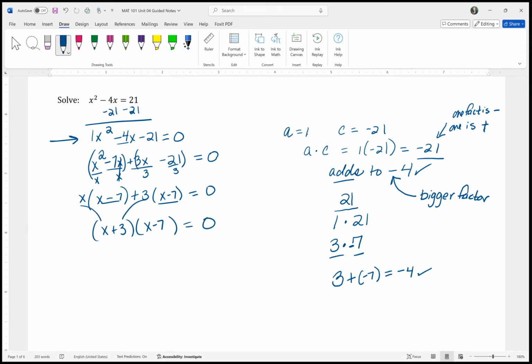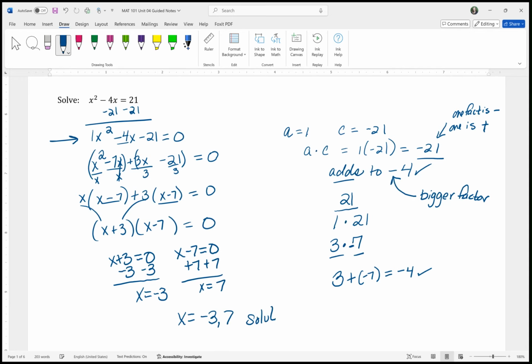And then from here, set each one of these equal to 0. This is our new step. And solve. So subtract 3 and you get x equals negative 3. Add 7 and you get x equals 7. So our two answers, in whatever order you want, is negative 3 and 7. Okay, and again, these are solutions. These are the solutions to the equation.